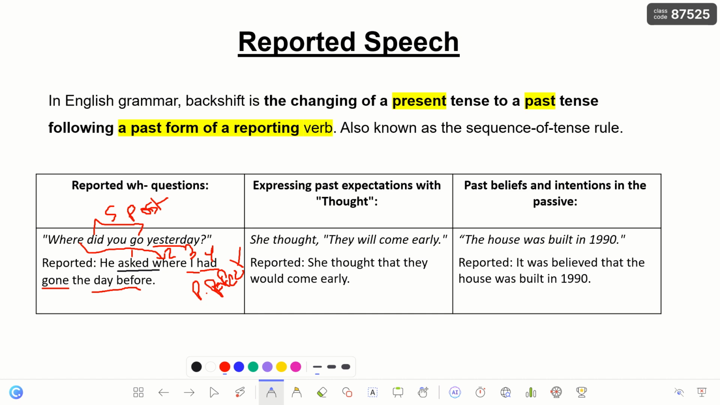Okay, now about expressing past expectations with thought. She thought they will come early. Reported, she thought that they would come early.